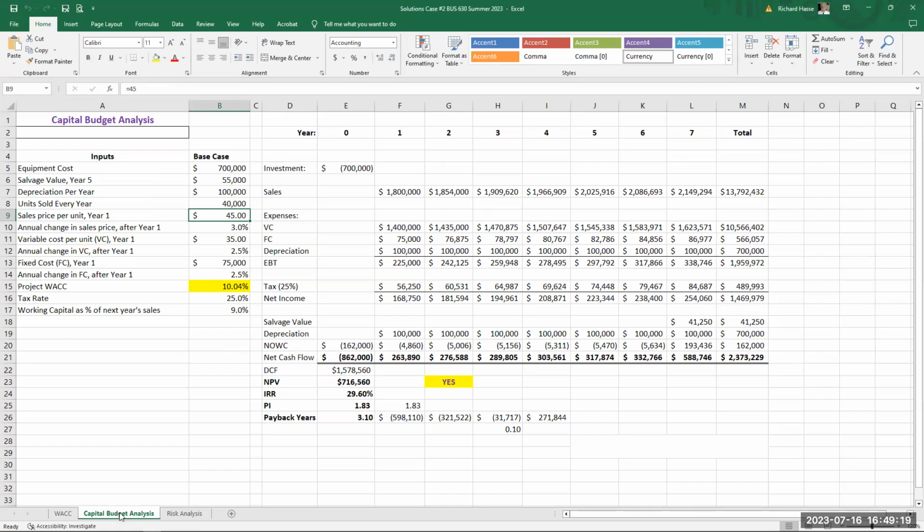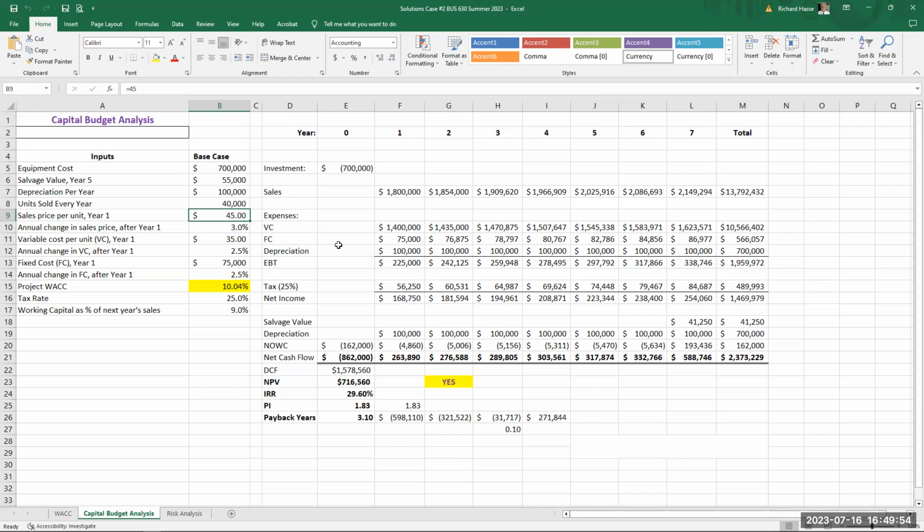Then I asked you to prepare a capital budget analysis of a $700,000 investment over 7 years with a salvage value of $55,000, fully depreciate the $700,000 straight line over 7 years of $100,000, 40,000 units sold per year, years 1 through 7, at a selling price rate of $45 a unit, and that will be inflated after year 1 at an inflation rate of 3%. The expenses are $35 a unit, inflated at 2.5% after year 1.